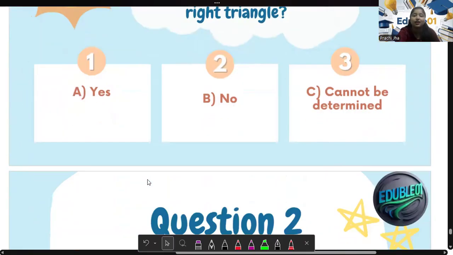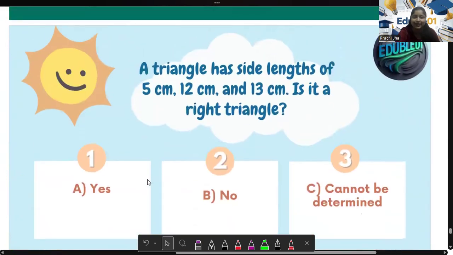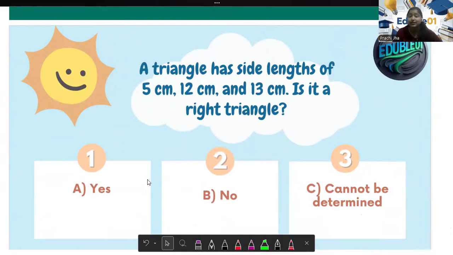Now let's do the quiz time. A triangle has side lengths of 5 centimeter, 12 centimeter, and 13 centimeter. Is it a right angle triangle? How would you know that? We know that if it is a right angle triangle, the longest side is its hypotenuse. So if the squares of the two shorter sides, 5 centimeter and 12 centimeter, add up to the square of 13 centimeter, it would be a right angle triangle. So let's say this is 12 and this is 5.